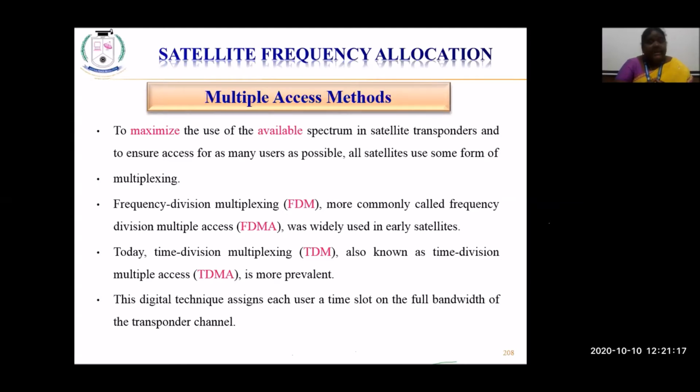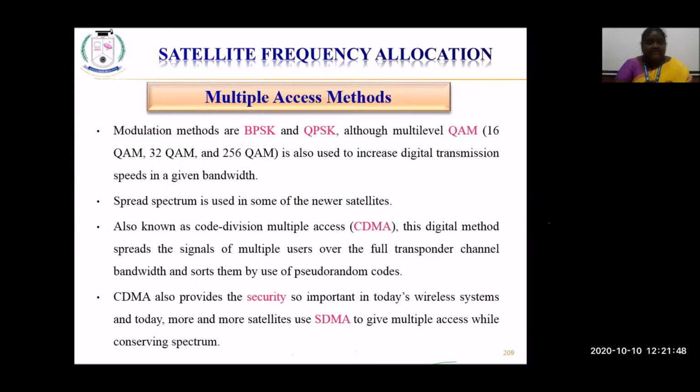Also, in recent days, we are using time division multiple access. So we all know that time division multiple access means a particular time duration will be given for that slot, within which we have to transmit our signals. This digital technique assigns each user a time slot on the full bandwidth of the transponder channel. So accordingly, it will be transmitting and receiving the signals. Okay, so these are the different multiple access methods.